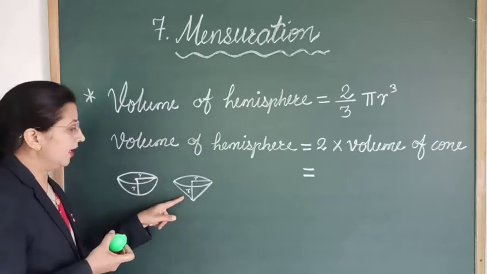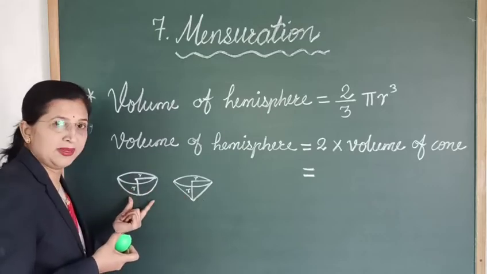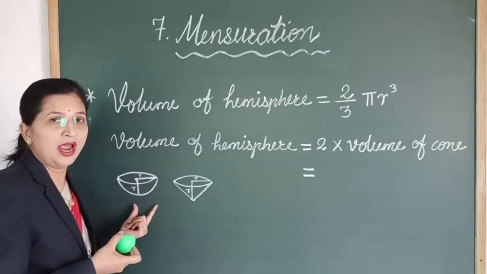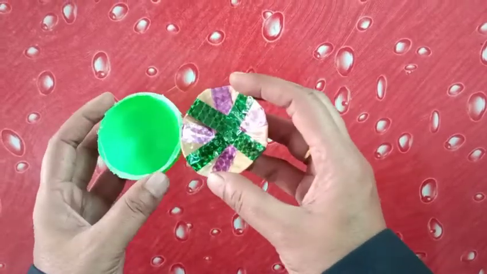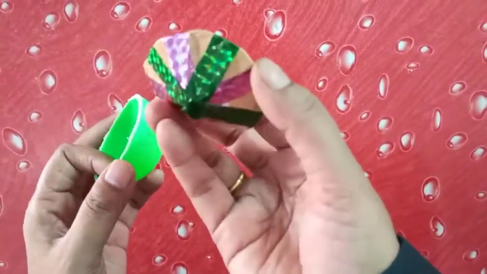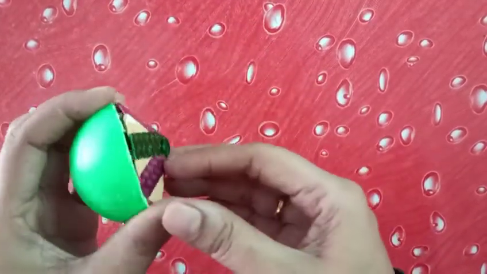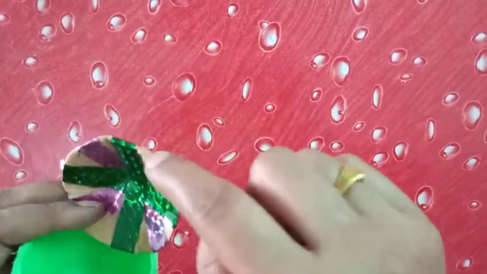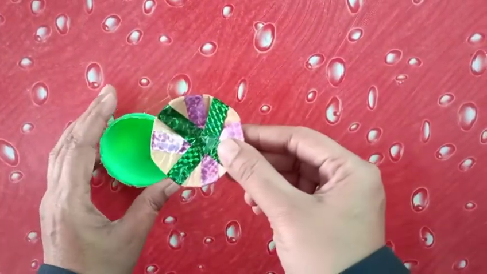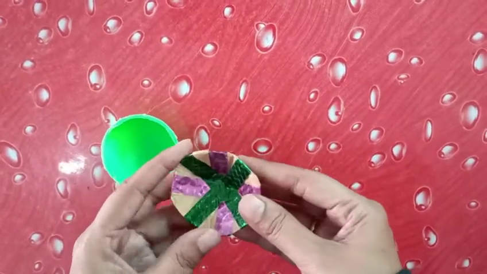Here we'll use this cone to fill this hemisphere. How many times do we have to use the cone? Let's see that. Dear students, you can see this is a hemisphere and a cone, both with the same radii, and the height of this cone is equal to the radius. Now I am going to fill this cone with rangoli powder.